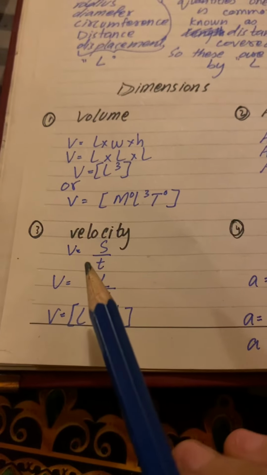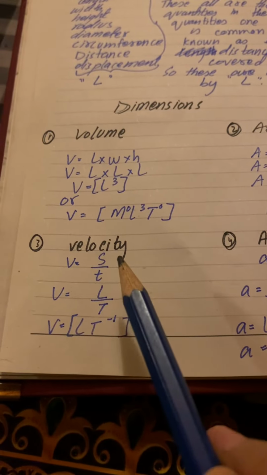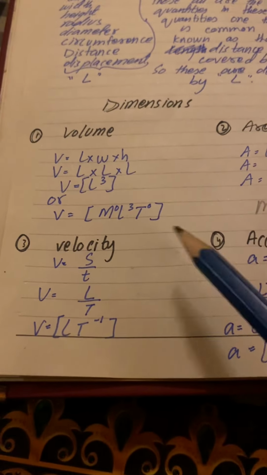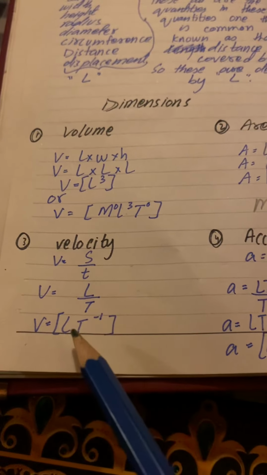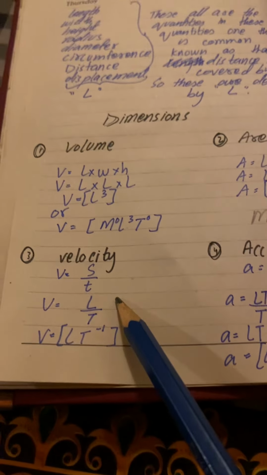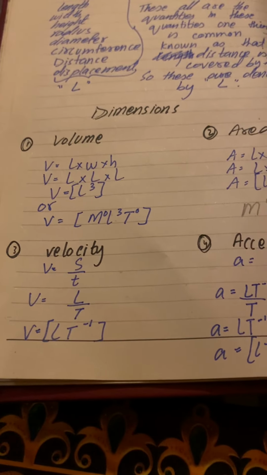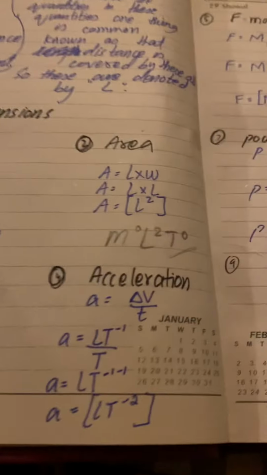Velocity, as we know, v is equal to s upon t, distance upon time. Distance is a length, so it will be denoted by L, and t is capital T, time. When T moves upward from the denominator, the power will be minus, so LT minus 1, closed in a square bracket.